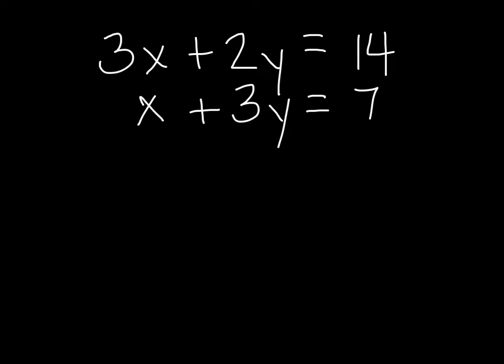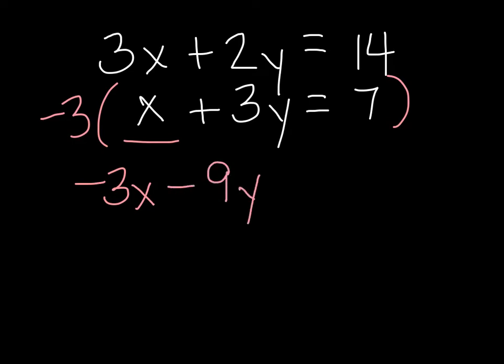So the easiest thing to do is to look for one of your variables that doesn't have a coefficient in front of it. So I'm going to focus on this x right here. What I'm going to do is run a -3 through this entire equation so that I can eliminate my x's. So I'm going to say -3x, and then a -3 times a +3y is a -9y, and then a -3 times 7 is a -21.